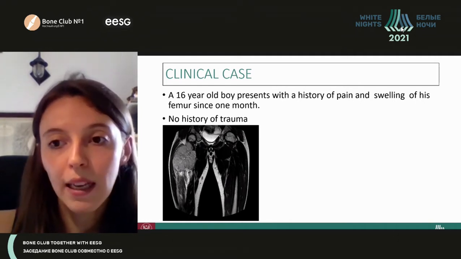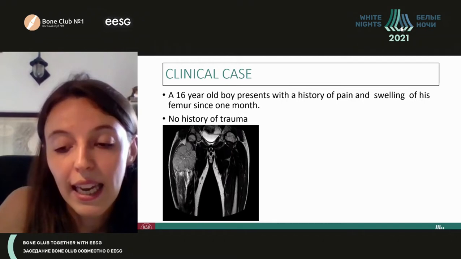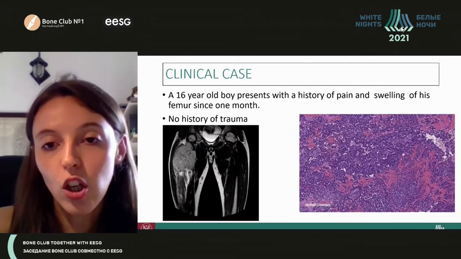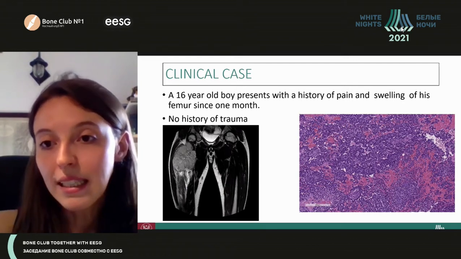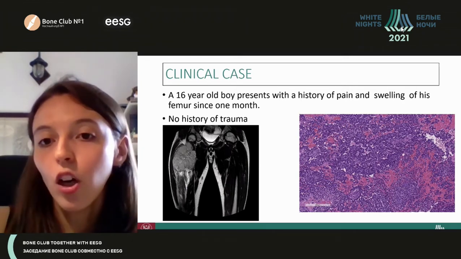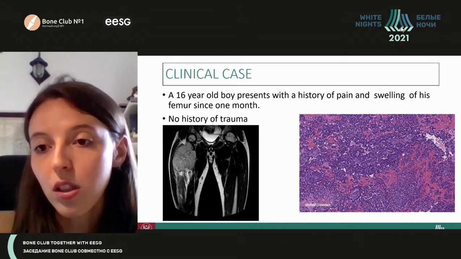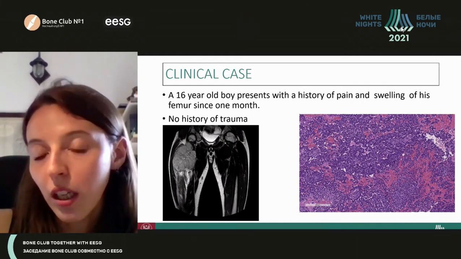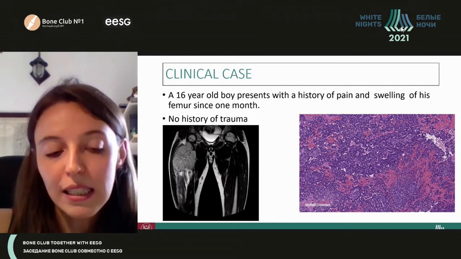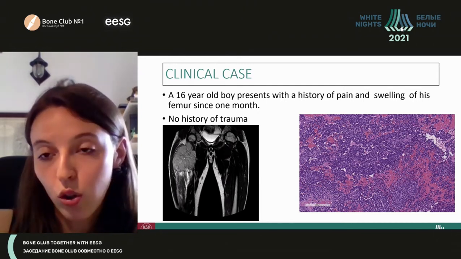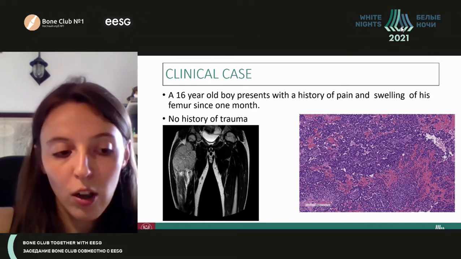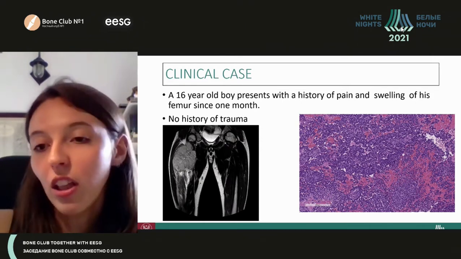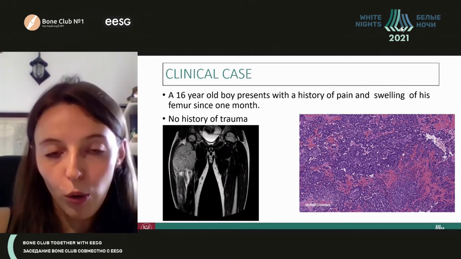So an urgent biopsy was taken, and this is what the histological examination revealed. We can see that there is a neoplasia composed of monomorphous small blue round cells that are arranged in cords and trabeculae, and we can see that there is a fibrohyaline stroma. There was no necrosis, and the mitotic activity was really low.